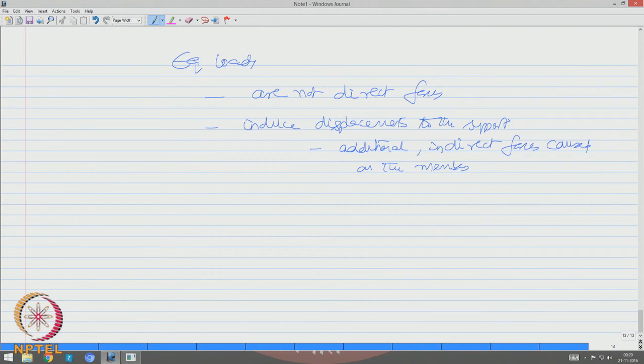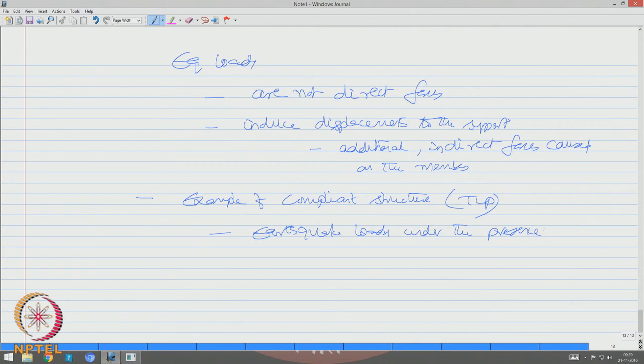In the next lecture, we will take up an example of a compliant structure, let us say a tension leg platform, apply earthquake forces under the presence of wave loads and study the consequences of earthquake loads on offshore structures.